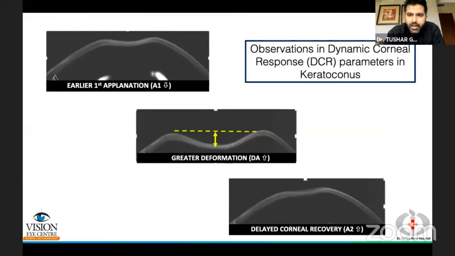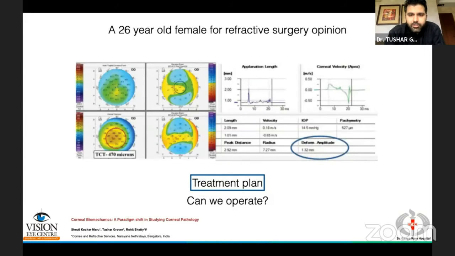So for example, in keratoconus, you would see factors like an earlier first applanation because it's a weaker cornea. You would see greater deformation amplitude, like I just mentioned. You would also see a delayed corneal recovery. This is the recovery phase after the applanation. So these are all things that you would see, and just by these parameters also, you can come to decision making.